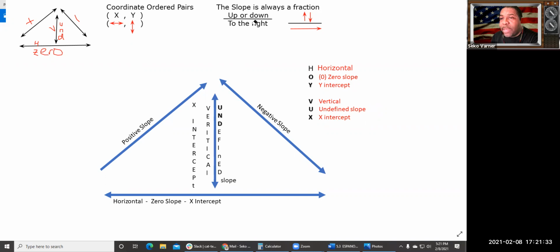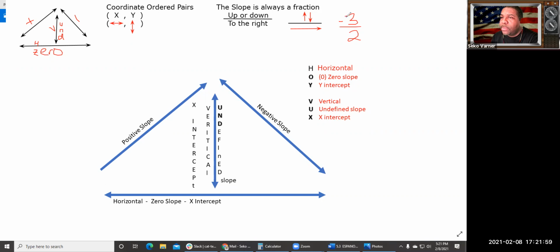This is the denominator. This is the top part of the fraction. This is the bottom. Okay. So this tells you up or down, and that tells you left or right. So if I had this fraction, I'm going to go up 2. I'm going to go to the right 2. If I have this fraction, I'm going to go down 3 to the right 2.